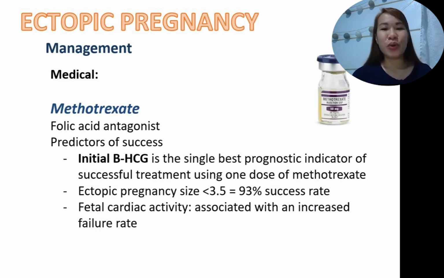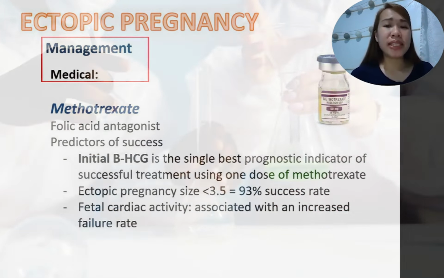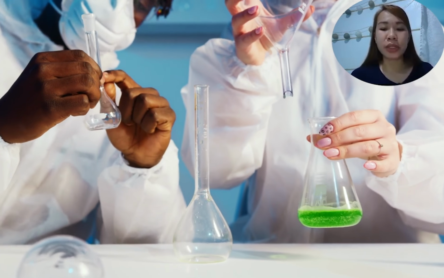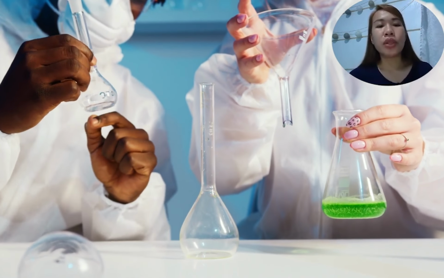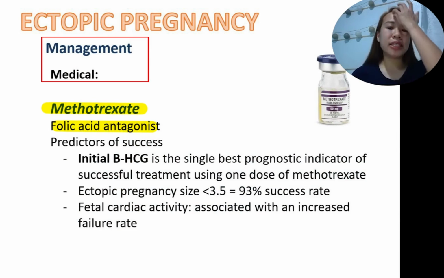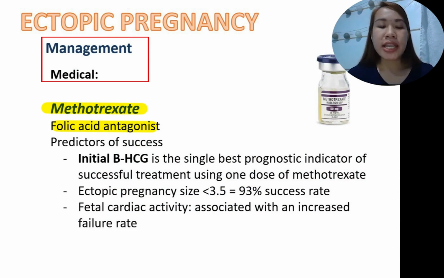Okay? So here, we also discuss the medical management. It means that it's not just surgery, but we can also do medical management. But of course, we have to take note how we're going to use it. So we have what we call the drug methotrexate, which is a folic acid antagonist. This is also a chemotherapeutic drug. Now, it is contraindicated in patients who are already having abdominal hemorrhage, because when you have abdominal hemorrhage, that means you need to perform surgical management.